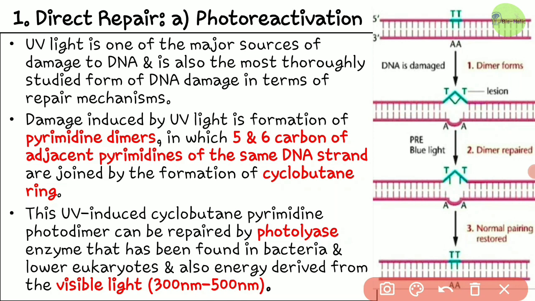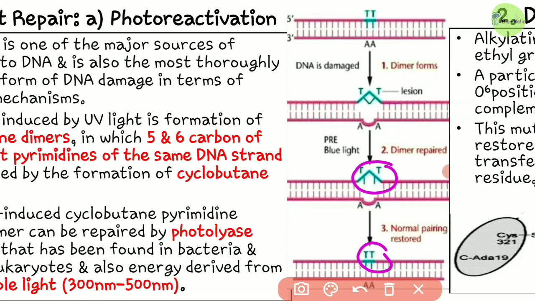The UV-induced cyclobutane pyrimidine photodimer can be repaired by the enzyme photolyase, which has been found in bacteria and lower eukaryotes, but cannot be seen in humans. It also uses energy derived from visible light. Here you can see that a thymine photodimer has been recognized. Then, with the help of the photolyase enzyme and visible light, it is removed.